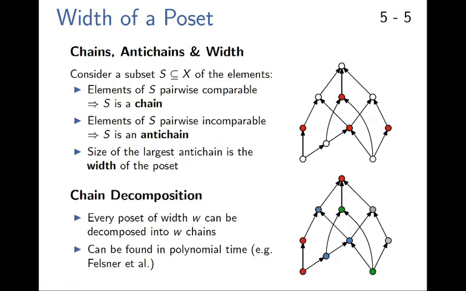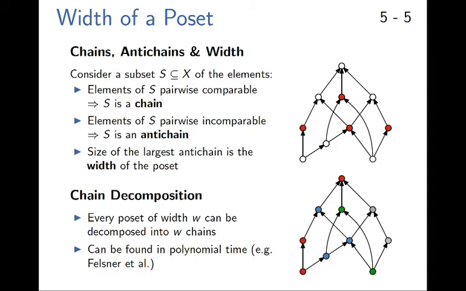So once you know the width of a poset, you can do something very nice, and that is the so-called chain decomposition. If you have a poset of width W, then you can partition the elements into W many chains. And you can also do this in polynomial time. So there's, for example, the result by Felsner et al. If I remember correctly, the runtime was something like W times n squared.